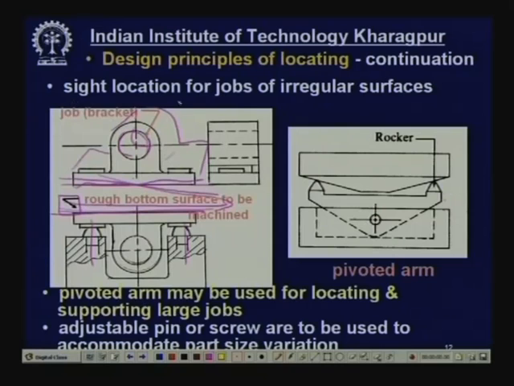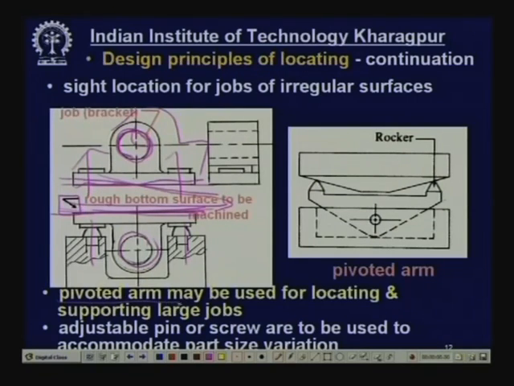Now, this is the site location, and after machining, this surface will be used as a locating surface for machining the subsequent features like holes and so on. Then we have to make a hole here, one hole here and so on.